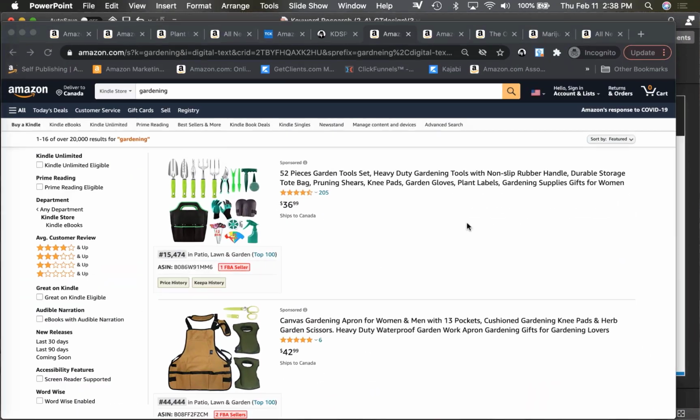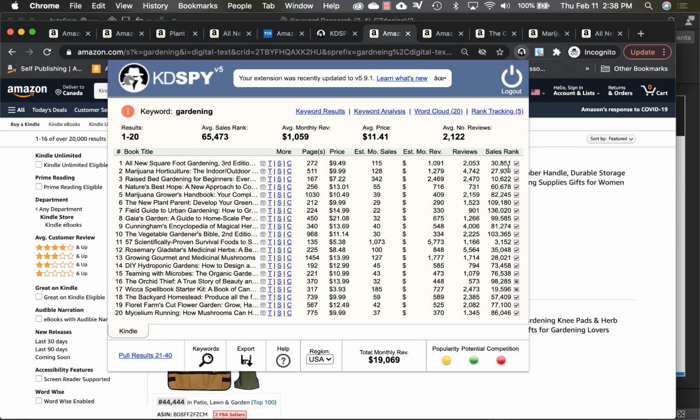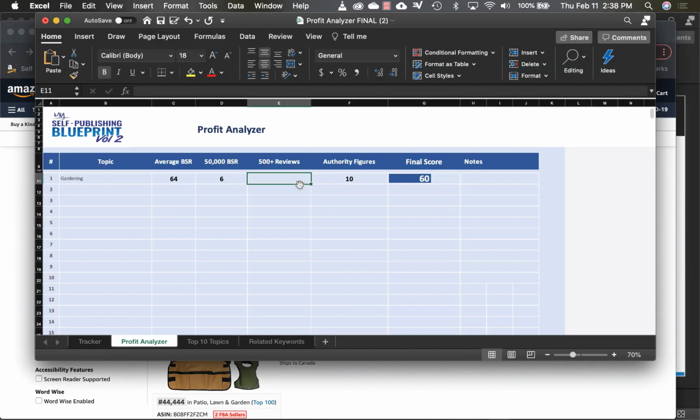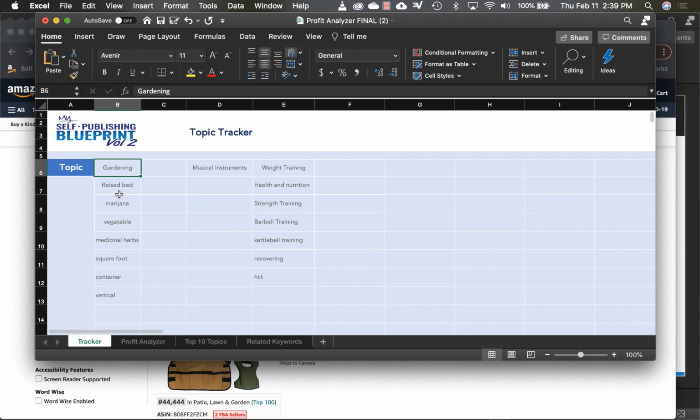So let's go back to our Amazon page and take a look. Now, I think there's not one single book that has less than 500 reviews. So that's 20 books, right? 18 that matter, because we're not counting those two. So we're going to put 18 here, and that bumps it up to 70. For this number, we want 90 or higher. So right now, gardening is not looking too hot. Not because there's not a lot of demand. There's a ton of demand, but gardening on its own is just too competitive. Okay? So now we're going to go back to our tracker and look at raised bed gardening.